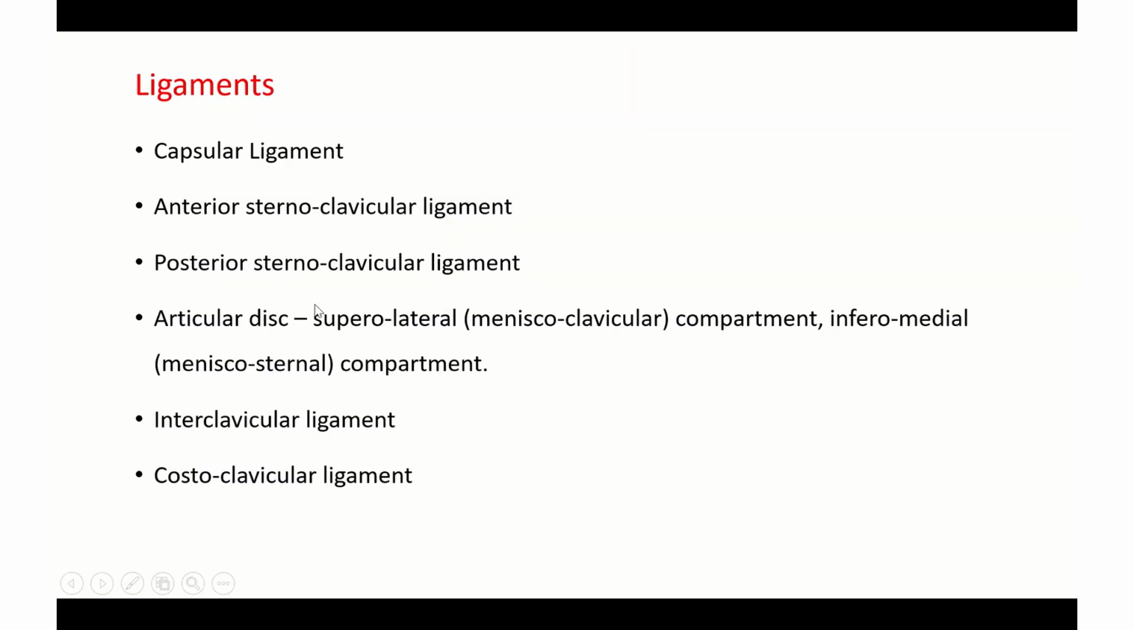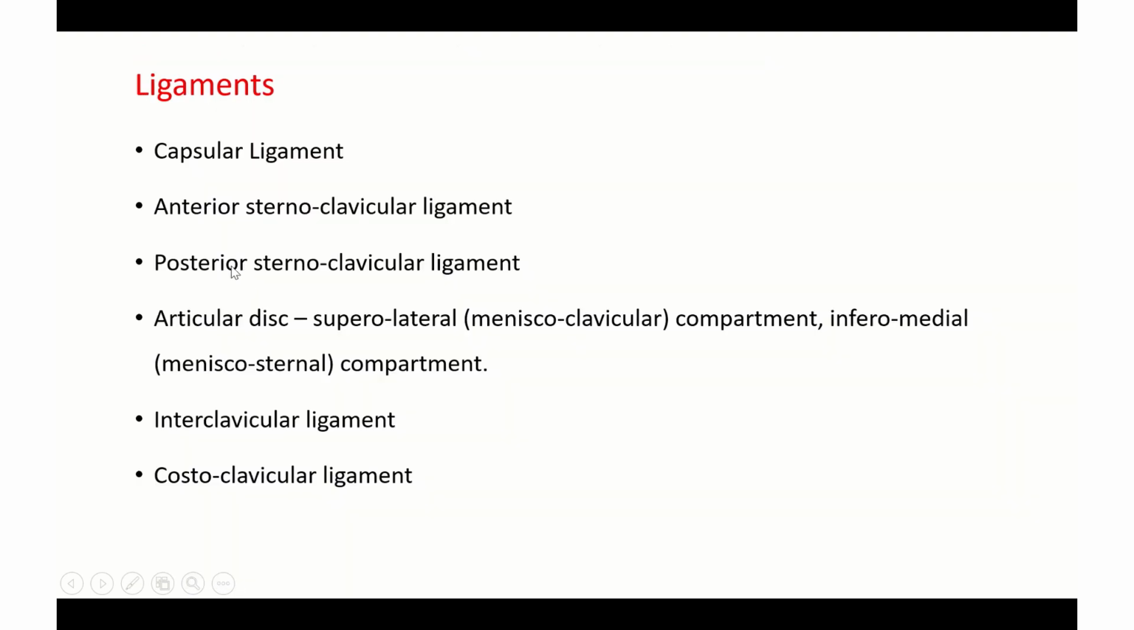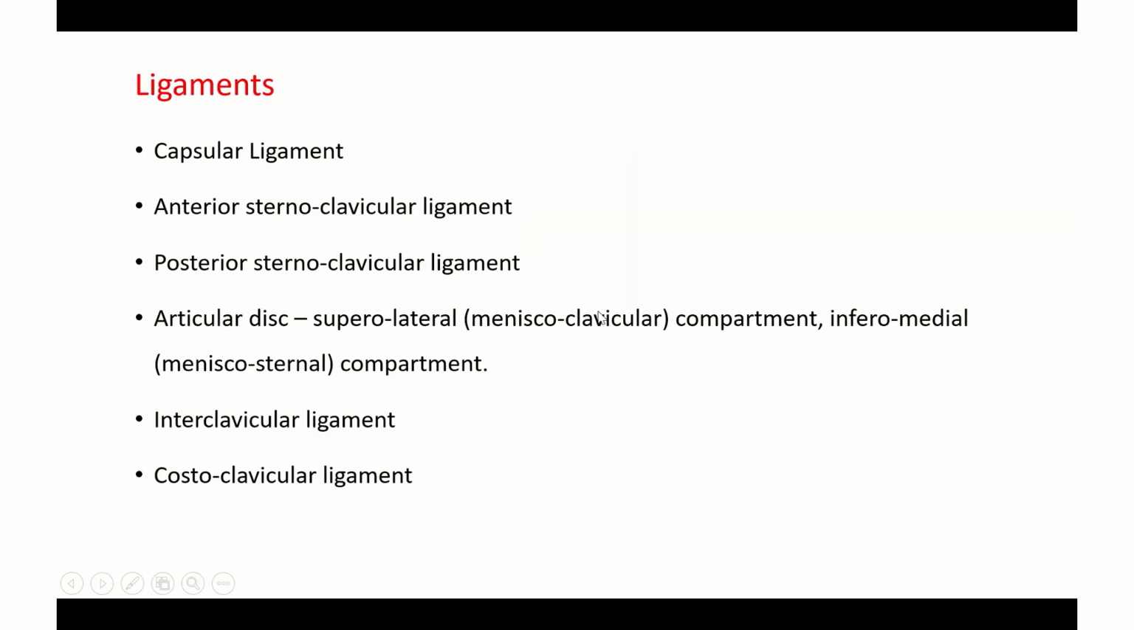The ligaments which are strengthening the sternoclavicular joint are the capsular ligament, the anterior sternoclavicular ligament, and the posterior sternoclavicular ligament. The capsular ligament is attached to the articular margins, and anteriorly and posteriorly the capsular ligament is thickened to form the anterior sternoclavicular ligament and posterior sternoclavicular ligament. Then the articular disc, as I said earlier, is present here. It is also made up of fibrocartilage. It divides the joint cavity into two compartments: a superolateral compartment called the meniscoclavicular compartment and an inferomedial compartment called the meniscosternal compartment.